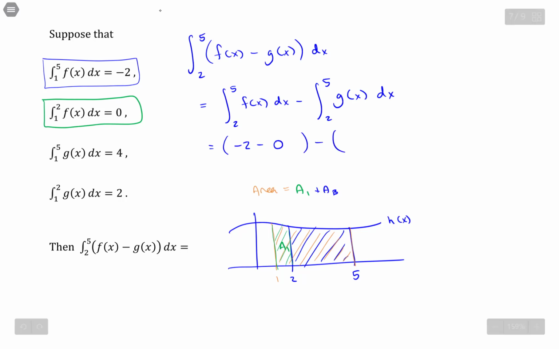Then for g of x, it's the same thing. It's the integral all the way across from 1 to 5, which is 4, and then minus the integral of the region here, which is 1 to 2, which is 2. So this gives me -2, 4 minus 2 is 2, so -2 again, so -4.